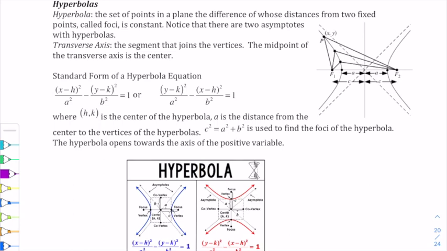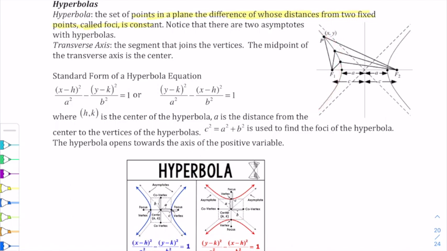We're going to look at hyperbolas, which are different than a hyperbole, which is in English, where you're exaggerating a point. A hyperbola is a shape. So a hyperbola is the set of all points in a plane, the differences of whose distances from two fixed points, called foci, is constant. So if we look at this picture here, this is the shape that creates the hyperbola.